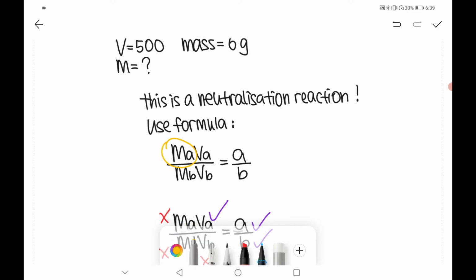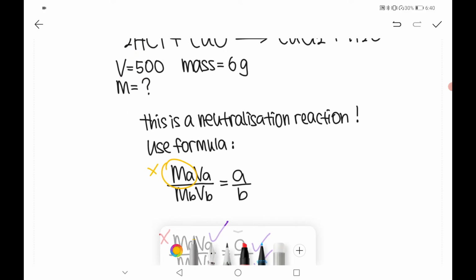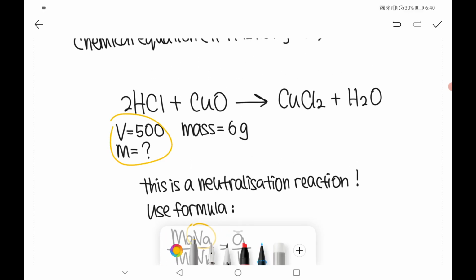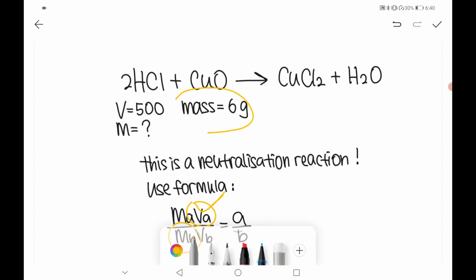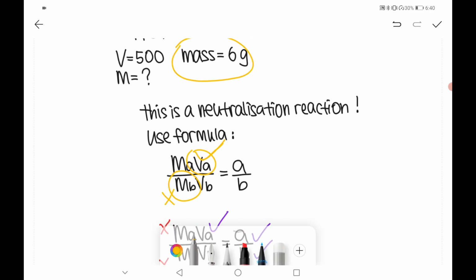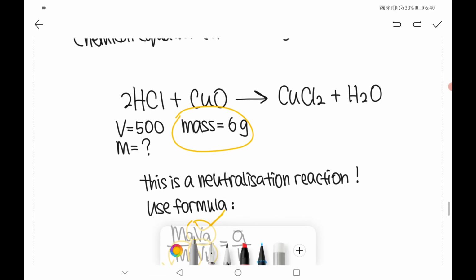MA is the molarity of acid. Do we know the molarity? Nope, we don't know. VA is the volume of acid. Do you know the volume of acid? Yes, it's 500. MB is the molarity of the alkali. Do you know the molarity of alkali? No, you don't know. VB is the volume of alkali. Do you know the volume of alkali? No, you don't know. a is the ratio of acid, which you have. b is the ratio of alkali, you have it.